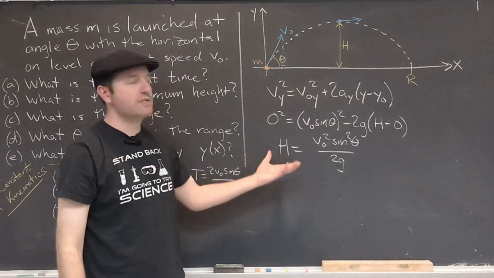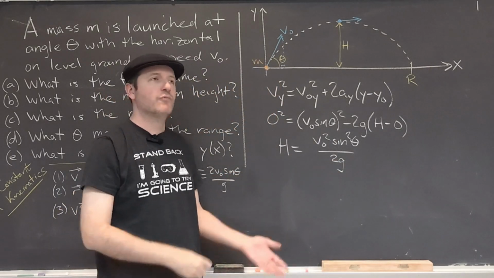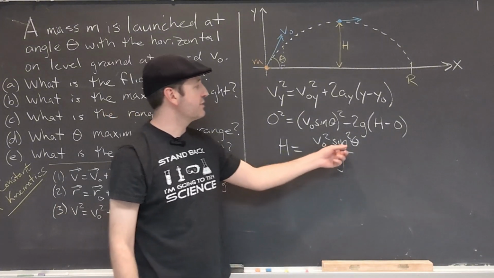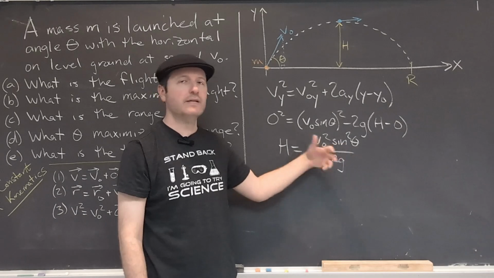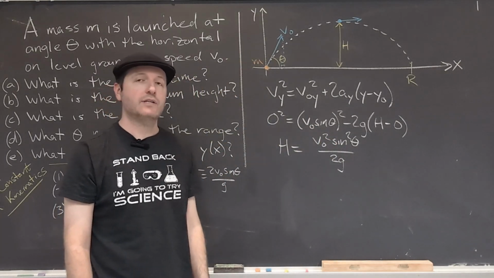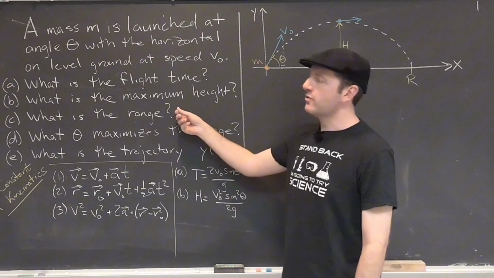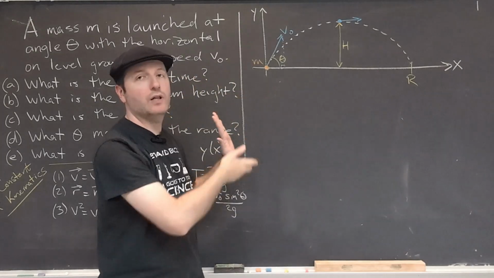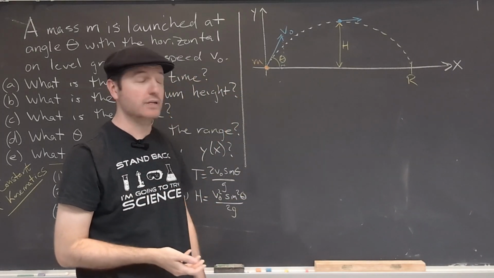we can see a very similar relation to the one that we got for the one-dimensional kinematics of projectile motion. The only difference being this extra sine squared theta piece, which again comes from the fact that our initial velocity vector is not oriented perfectly vertically. To find the range of the projectile, we are going to have to invoke both vertical and horizontal motion.